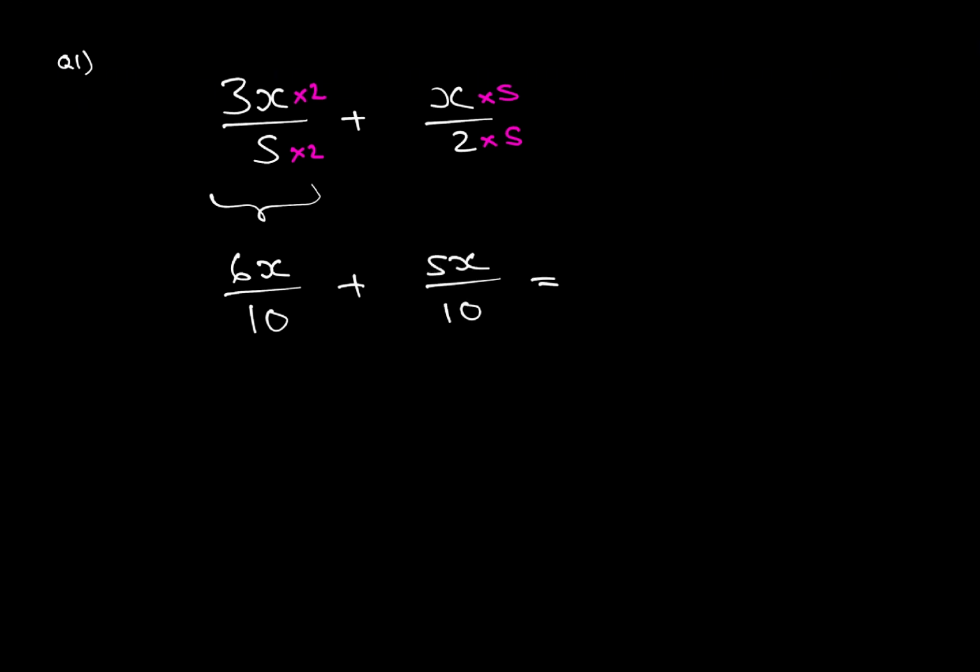Now that the denominators are the same, I can combine the fractions and add them together. So I've got 6x plus 5x over 10. This can be tidied up into 11x over 10. And at this point, this is my final answer. However, I would want to double check if any of the terms can be simplified any further. 11 and 10 do not have a common factor, so we can just stop there. On to the next question.